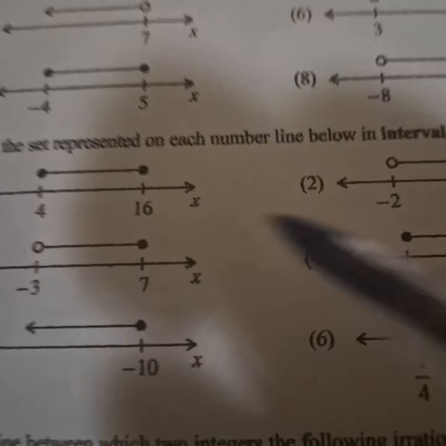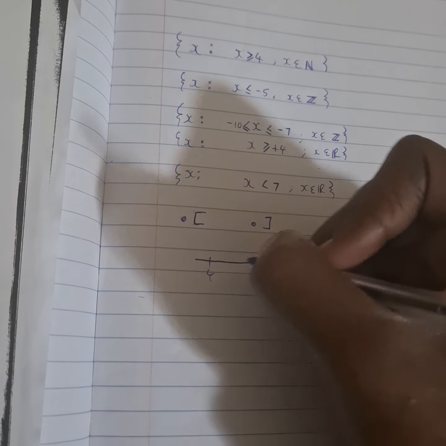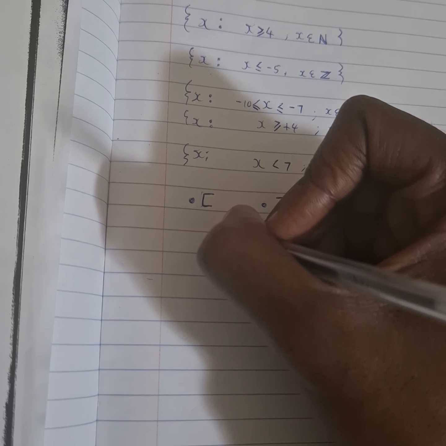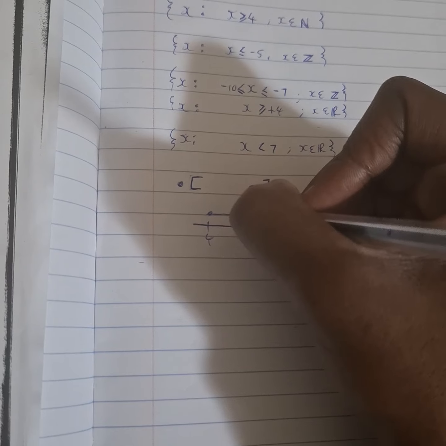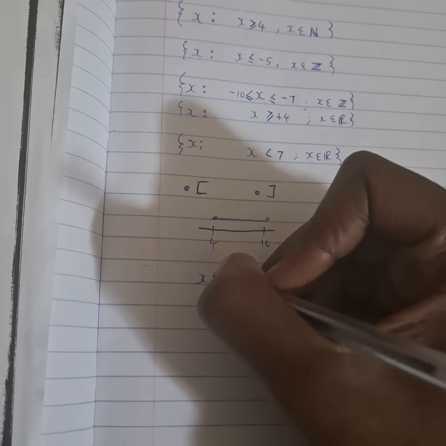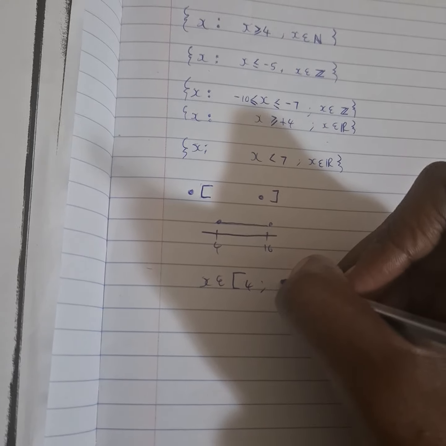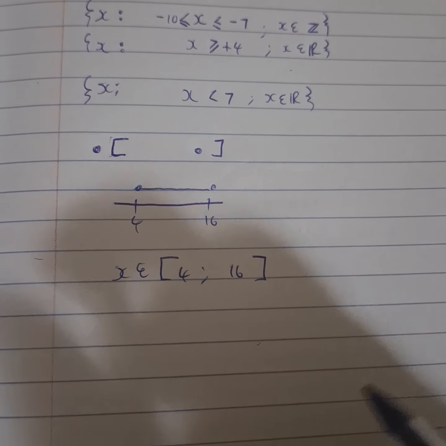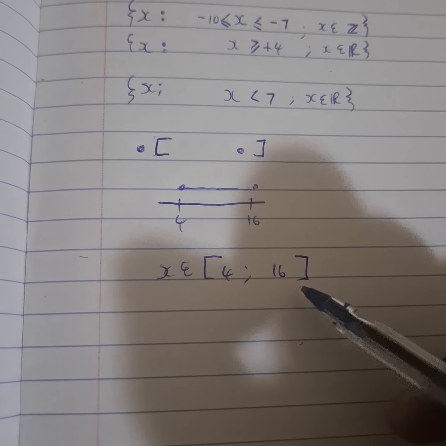Okay, so if we look at this, 4 and 16. We have the 4, we have the 16, and what we have above the number line is shaded. So that means x is an element of square bracket 4 to 16, closed like that. So that's what we mean by a shaded dot, square bracket. Okay, let's move on to the next one.